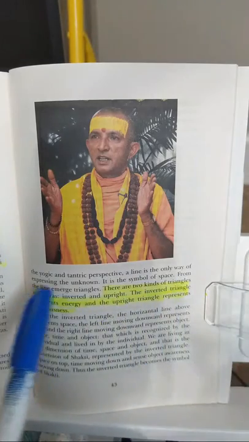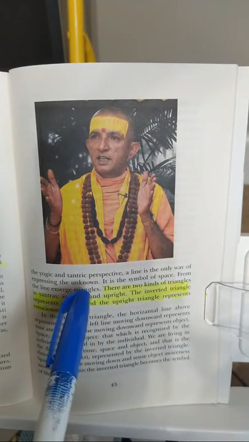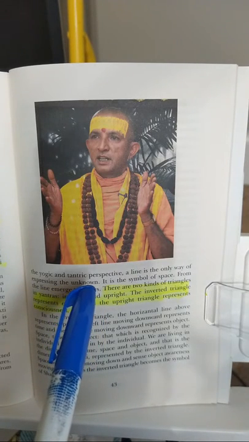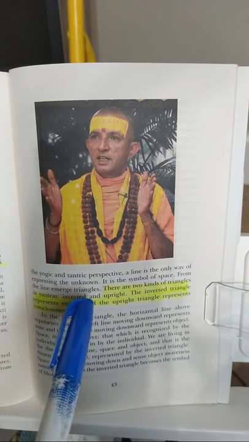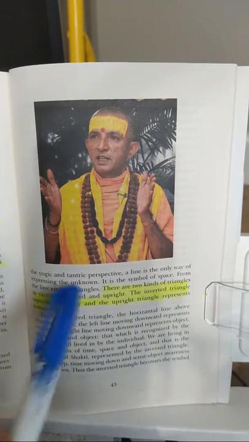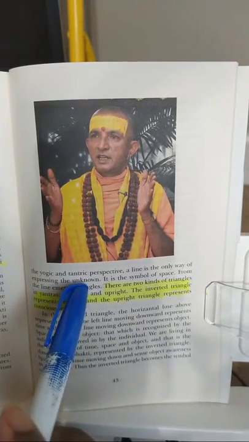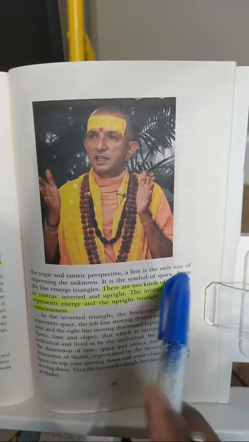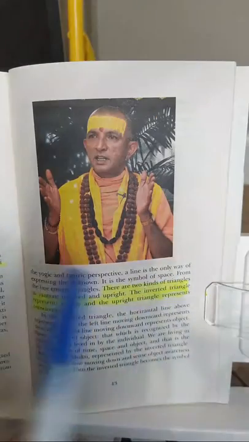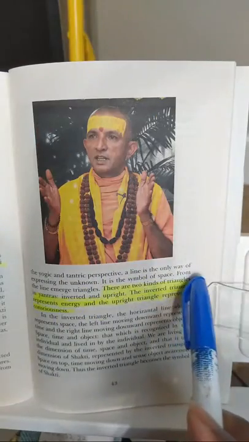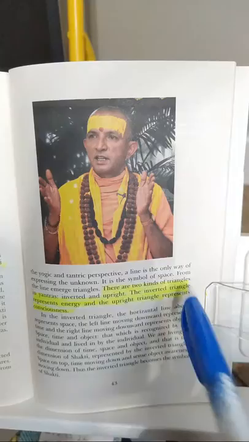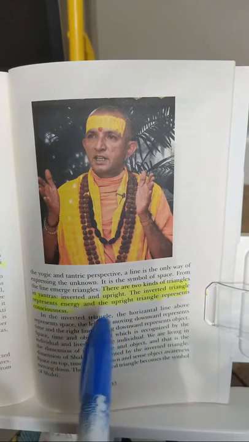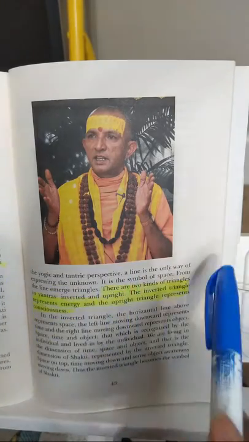A line is the only way of expressing the unknown, right? So now we're talking about the path of the Fool, or the path of the Magus, from Kether to Chokmah. It is the symbol of space, right? Chokmah represents space. We're talking about Kabbalah here, or Kabbalah is talking about Tantra, I should say, because this came first. From the line emerge the triangles, and that makes sense. From Kether to Chokmah to Binah.